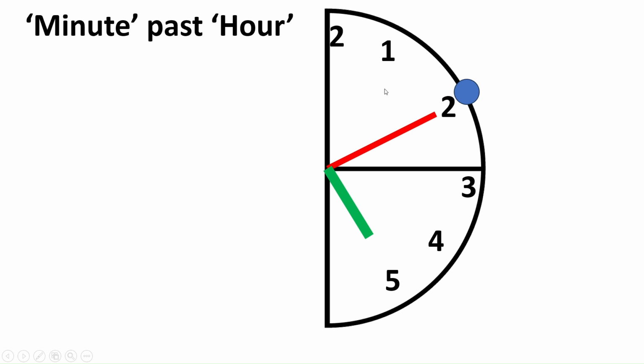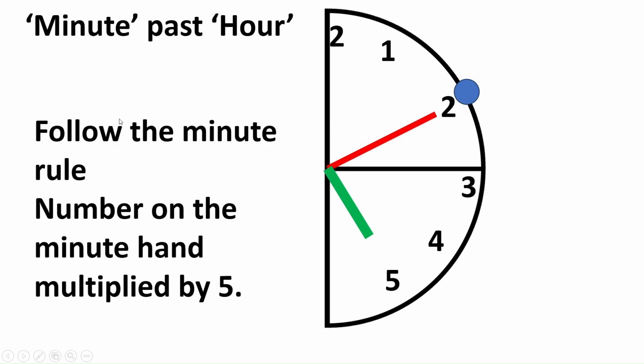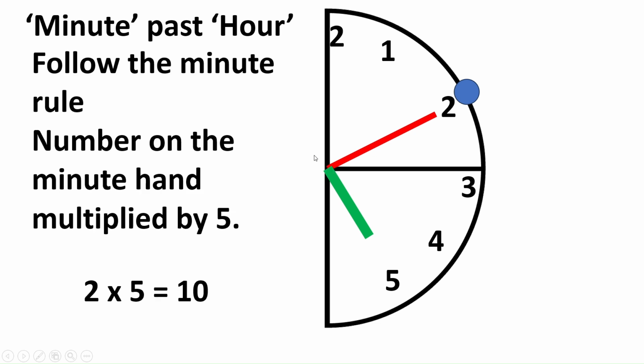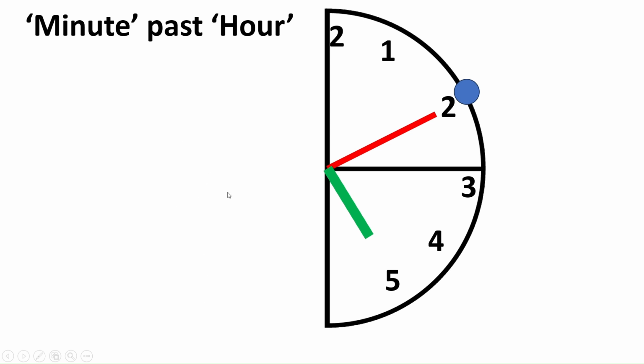For this half, we're going to say the minute, then the word past, and then we're going to say the hour. So, let's find the minute first. We always follow the minute rule when finding the minute, which is we multiply the number on the minute hand by 5. As we can see, the minute hand, which is the longer red one here, is pointing at 2. So we do 2 multiplied by 5, which equals 10. We can see that the hour hand is pointing at 5. So overall, we would say that it is 10 past 5.